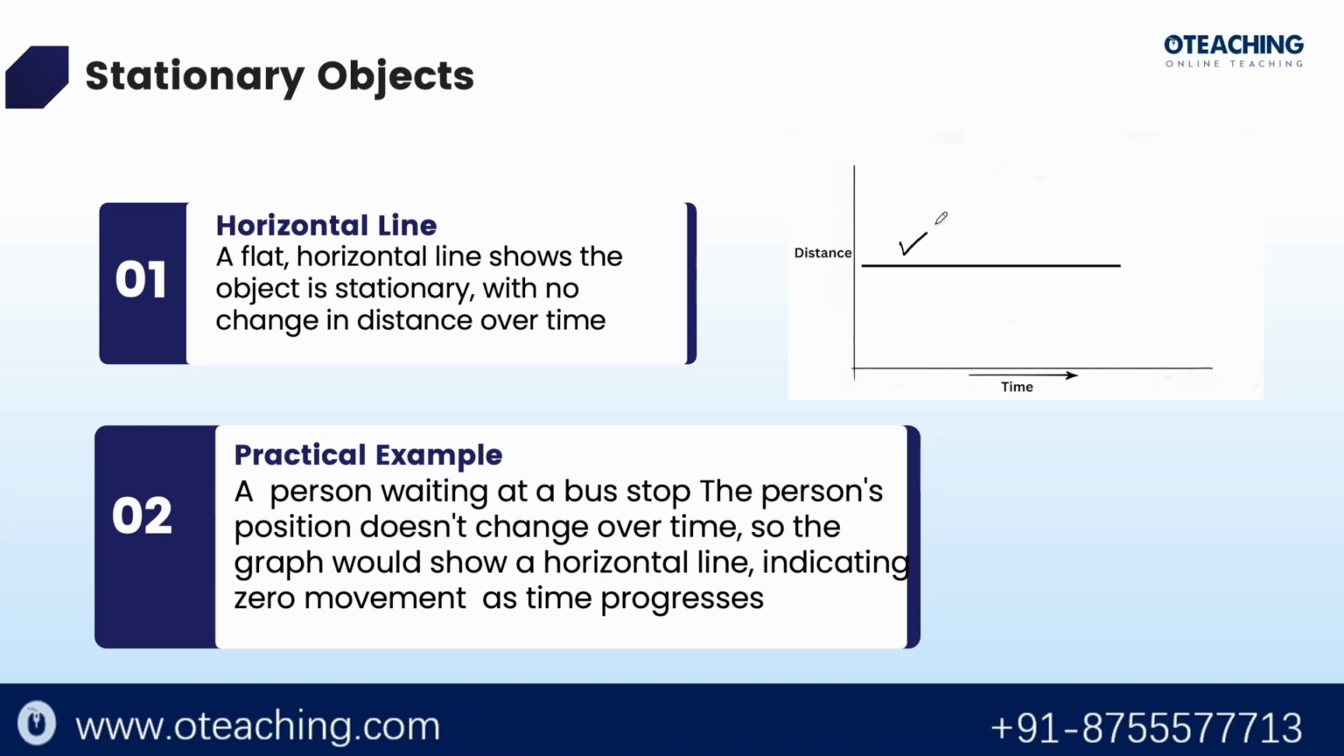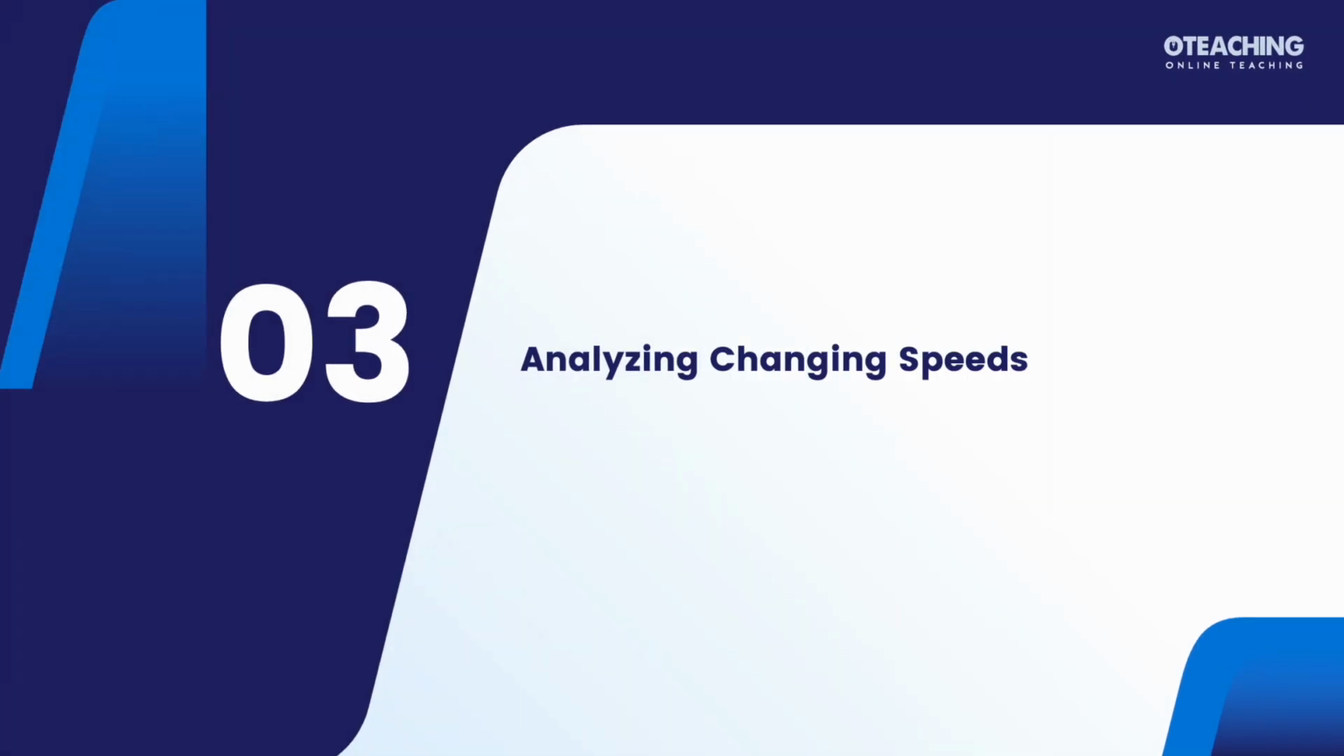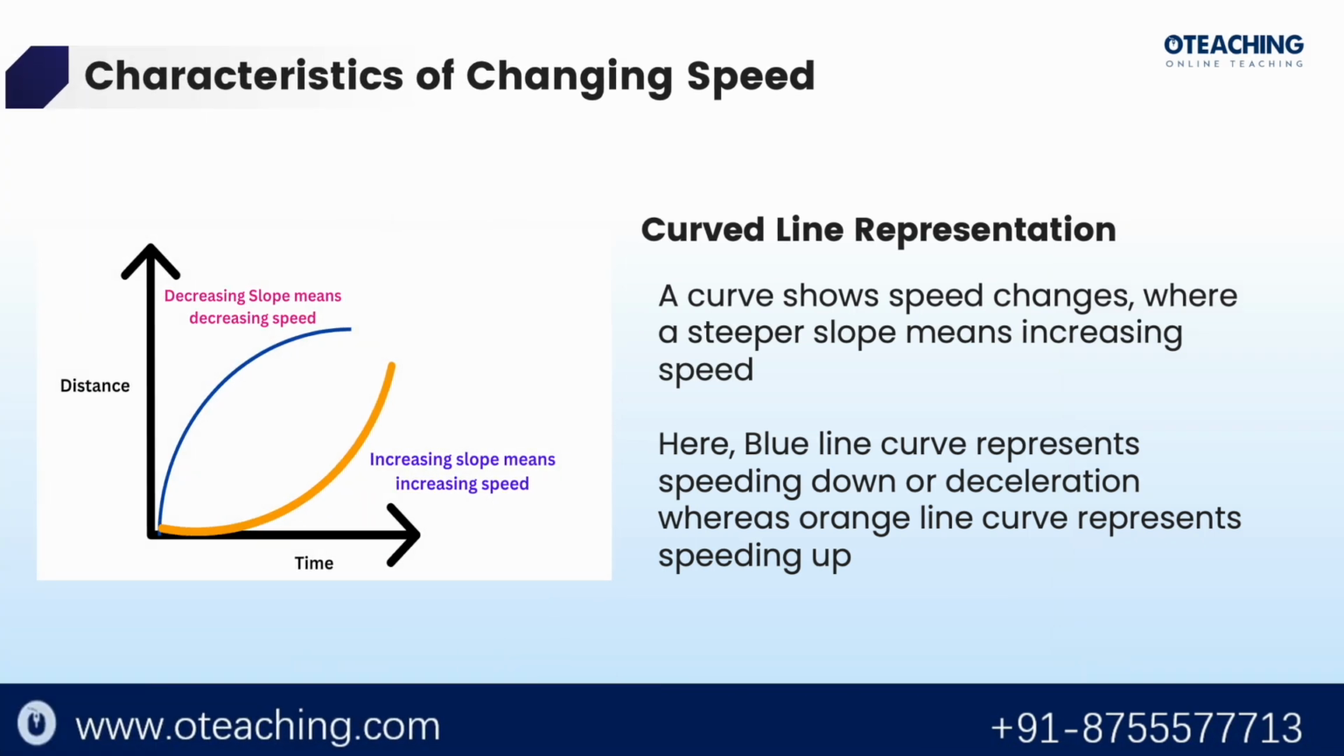Now we already discussed stationary objects, it's a straight line. So for example, a person who is standing at the bus stop, their position is not changing over time, so the graph will be a horizontal line. Let's talk about changing speeds. Again, here is the decreasing slope, correct, and here is the increasing slope or increasing gradient. So increasing slope means increasing speed, and decreasing slope or gradient means decreasing speed.